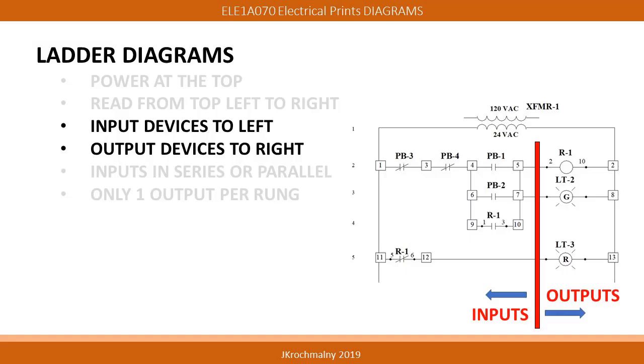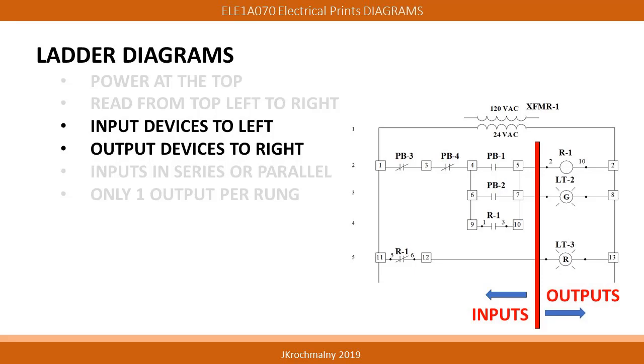As we may remember, switches and contacts are considered input devices and only allow electrical current to pass when closed. Input devices are not loads which convert electrical energy into other forms. The input devices are located to the left of each rung of the ladder diagram.